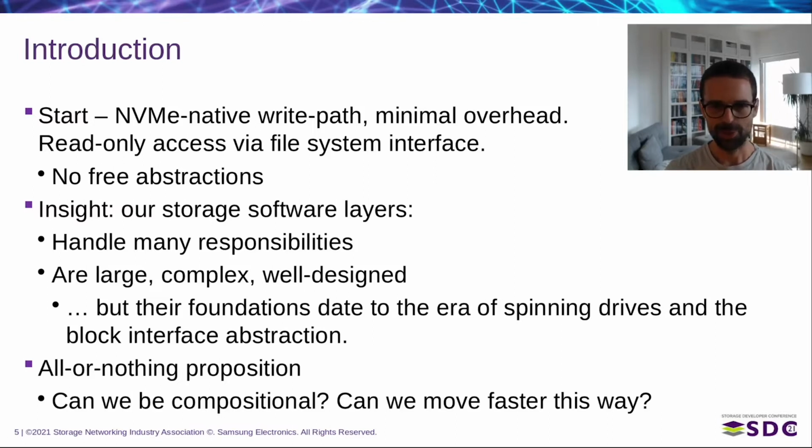Existing layers in the software stack, such as file systems, are complex, well-designed components, but their foundations date back to an era of storage devices radically different from those of today, namely spinning drives, and they are built on top of the block interface. Today, applications face an all-or-nothing proposition. Either you adopt the file system, preferably one whose trade-offs fit well with your workload, and you pay for all of its abstractions, or you opt out and you're faced with re-implementing all these abstractions yourself from scratch.